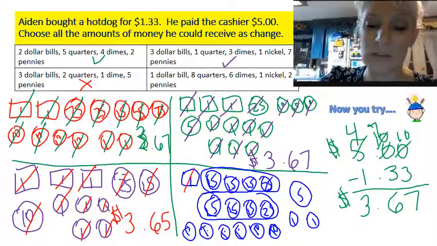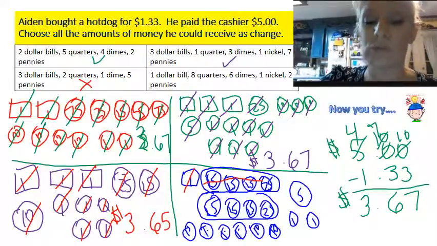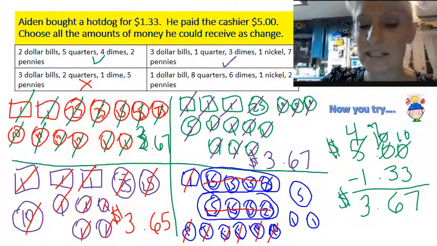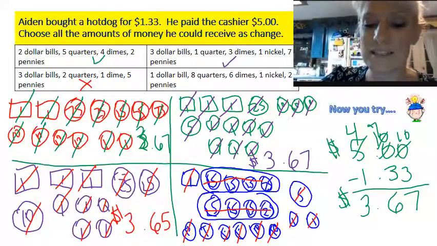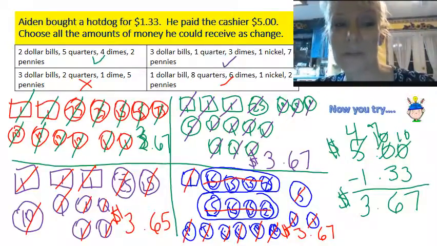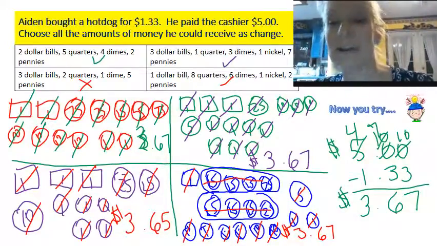We had $3. Here's 1. This is $1, 2. This was $1, 3. This is 10, 20, 30, 40, 50, 65, 66, 67. So we have $3.67 here as well. There were 3 of them. Did you get all 3? I hope so. And more importantly, I hope you're better at counting money.